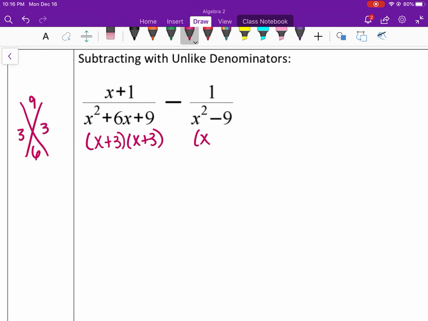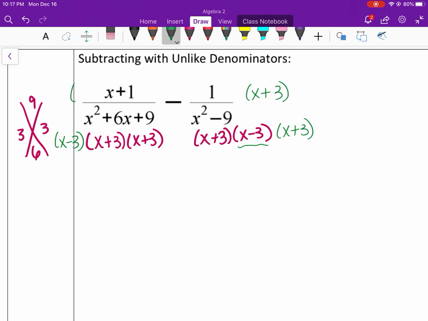Then the second denominator is difference of perfect squares. So it's x plus 3 times x minus 3. So to make a common denominator, since my first one has 2 x plus 3's, my second one needs 2 x plus 3's. So 1, 2. And I also need an x minus 3. So this one will need an x minus 3, which means I need to take this times x plus 3 up here and this times x minus 3 up here.